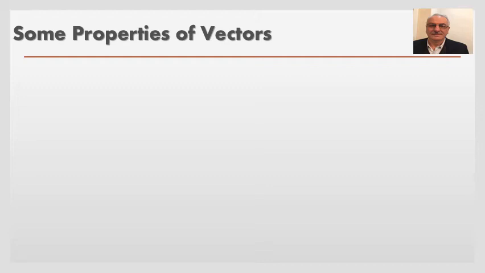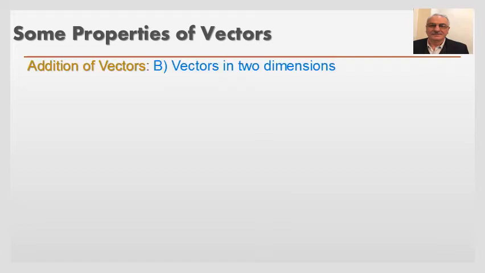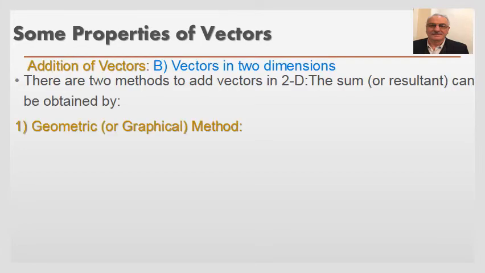To add vectors in 2 dimensions, there are 2 methods that can be followed. First is the geometric or graphical method, while the second is the algebraic or analytical method. In this session, we put emphasis on the geometric method. However, the correlation between the geometric and the algebraic method will be shown later on.